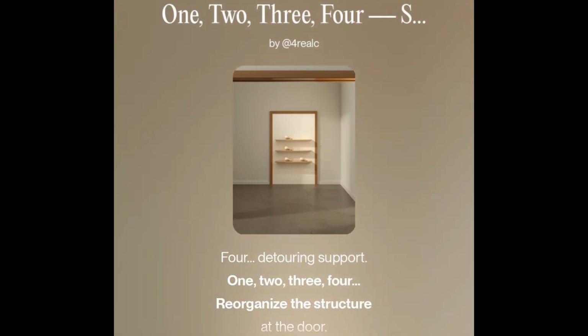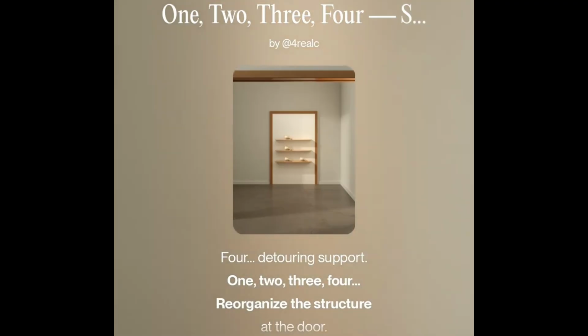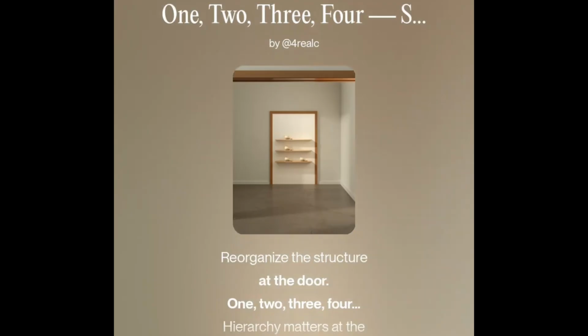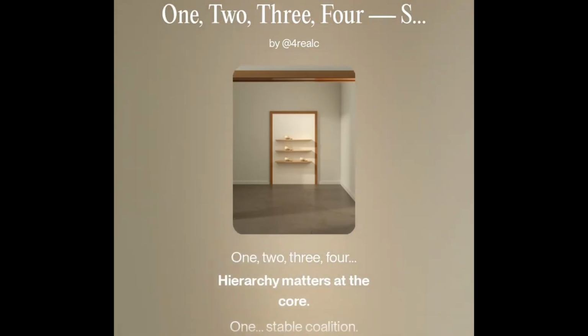One stable coalition, two unstable triangulation, three detouring attack, four detouring support. Reorganize the structure at the door. Hierarchy matters at the core.